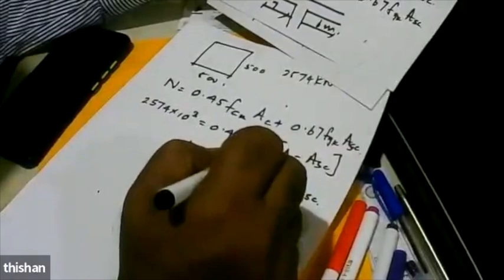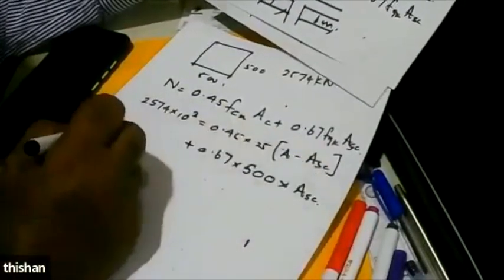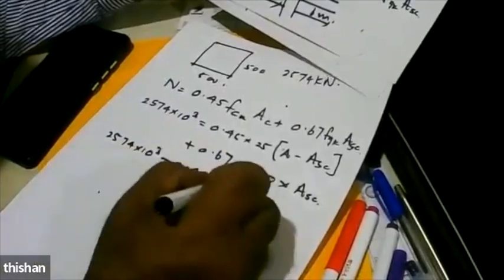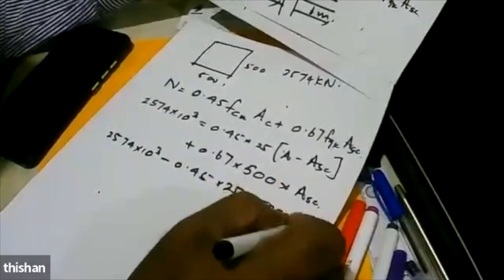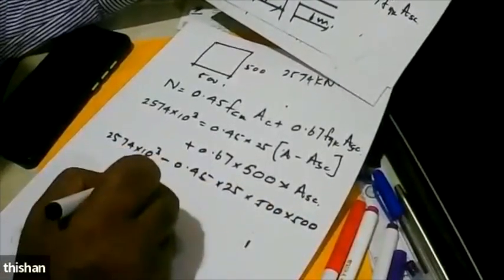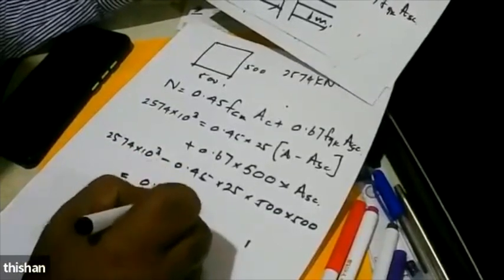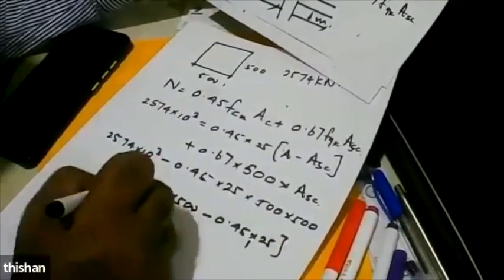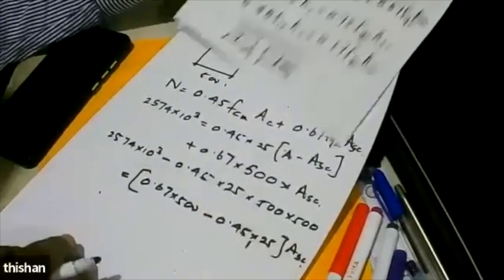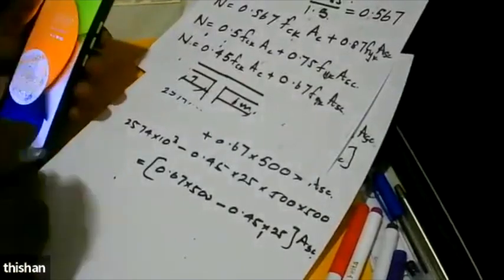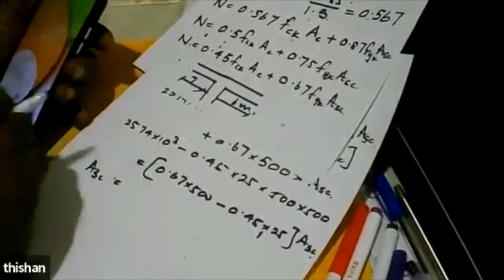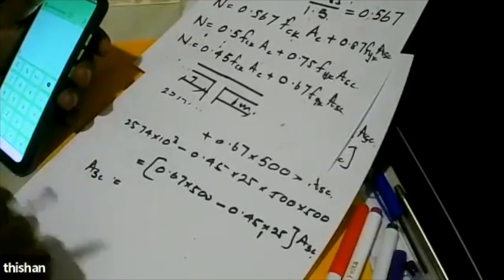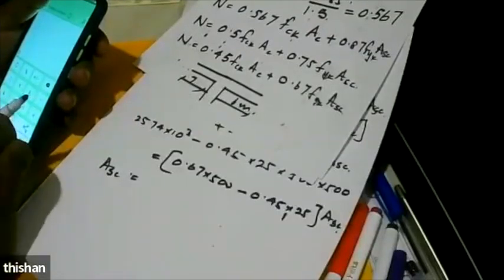So we are interested in finding the amount of reinforcement. So we are going to say 2574 into 10 to the power 3 minus 0.45 into 25 into 500 by 500, because now the column size has been selected based on the earthquake criterion, is equal to (0.67 multiplied by 500 minus 0.45 times 25) times Asc, and from this we can get the answer. Sometimes I might get a negative value, that means I don't need reinforcement. That can happen, then I apply the minimum reinforcement, or because this is a 10-story building, I'll provide 1% reinforcement.